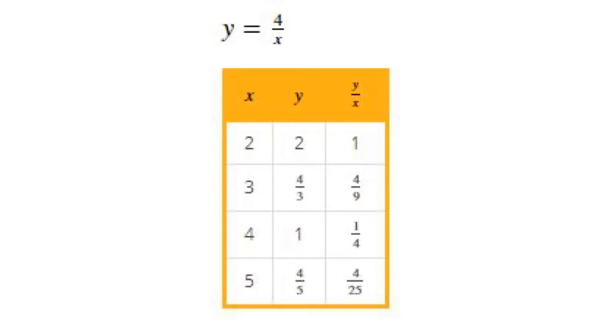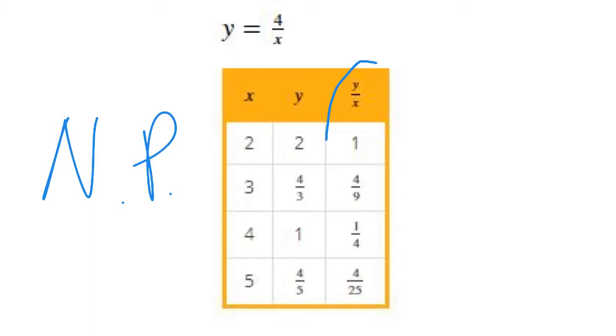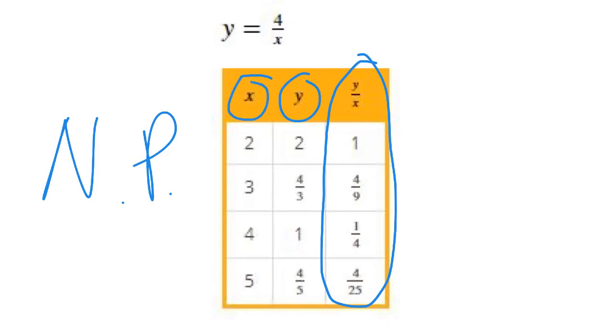Is this a proportional or non-proportional equation? Non-proportional. Again, if we look at our table, our constants of proportionality are not the same. When we compare the y to the x, we don't get the same number. And this doesn't look exactly like our y equals kx.